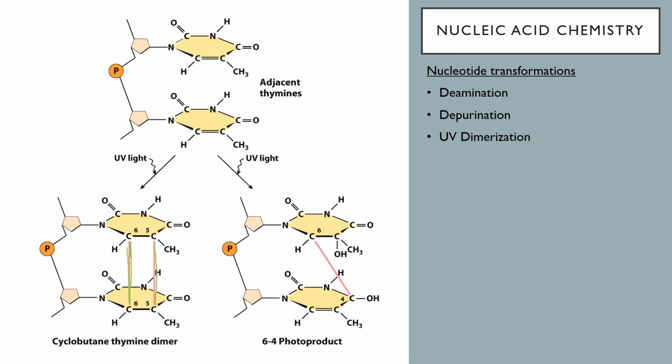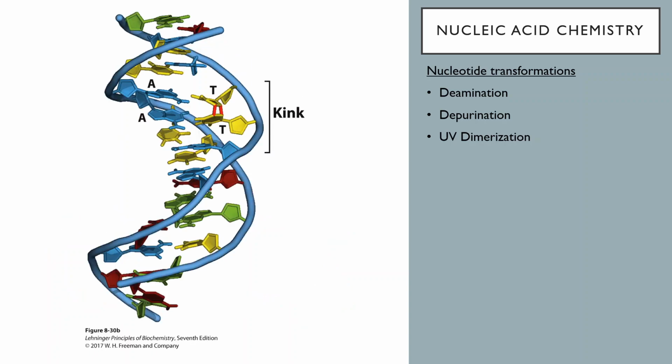There's actually two things that can happen: the cyclobutane dimer, or you can have this thing called the 6,4 photoproduct. But UV light can cause either one if you have two thymines next to each other. And that causes obvious problems because the cyclobutane dimer or the 6,4 photoproduct creates a kink in the double helix. And so that creates lots of issues. One, it prevents replication, which can cause the cell to die. It also prevents transcription through this region. So best case scenario, the cell will die. Worst case scenario, it will create a mutation, which can cause bad things to happen.